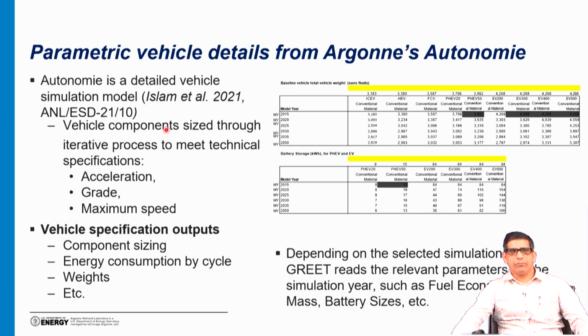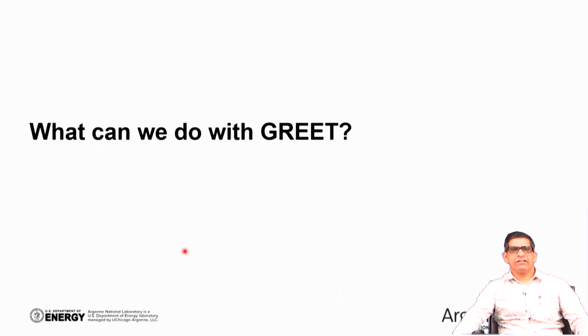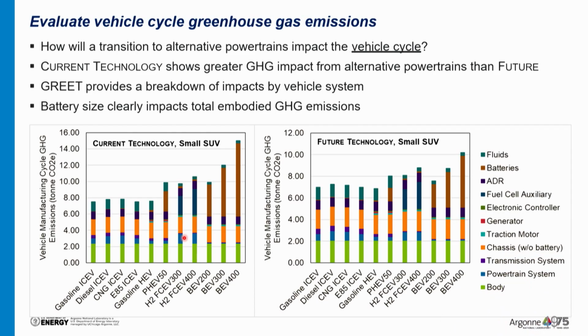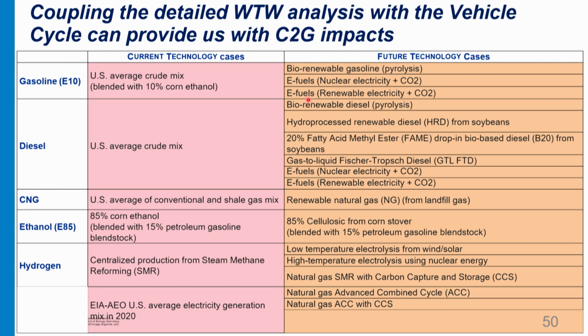Some of the data comes from autonomy-style detailed vehicle simulation models which they use; vehicle component sizes are determined through an iterative process, and vehicle specification output is there. Some example is this. So, what can we do with GREET? Again, evaluate vehicle cycle greenhouse gas emissions, and how the transition to alternative powertrains impacts them. Current technology shows greater GHG impact from alternative powertrains. GREET provides a breakdown of impact by vehicle system. Battery size clearly impacts this. So, we can look at the current technology and future technologies, and how this impact will change. It will help us a lot in more informed decision making and policy making.